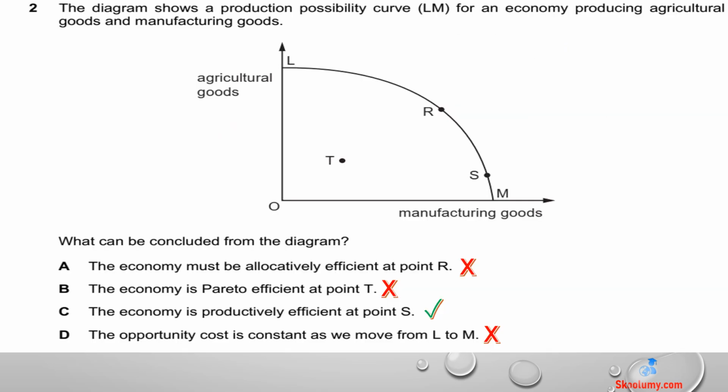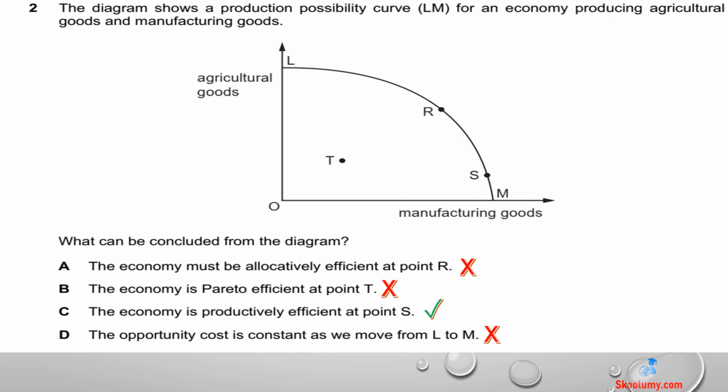Question 2. The diagram shows a production possibility curve, LM, for an economy producing agricultural goods and manufacturing goods. What can be concluded from the diagram? C is the correct answer. The economy is productively efficient at point S. Any point on the production possibility curve shows productive efficiency for an economy.